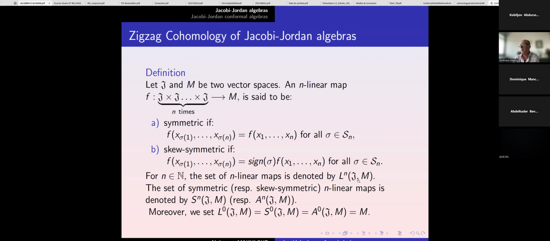Then in the sequel, we are going to denote by L^n(G,M) the set of all n-linear maps from G tensor G, n times, to M. And S^n(G,M) will be the symmetric cochains, and the skew-symmetric or anti-symmetric ones we will denote by A^n(G,M). And for n equals 0, L^0 is the same as S^0 and the same as A^0, and this is just our vector space M.